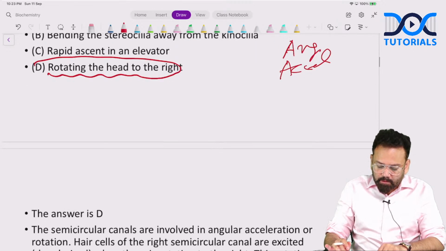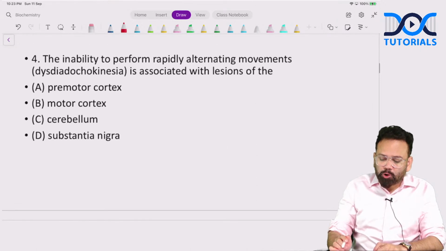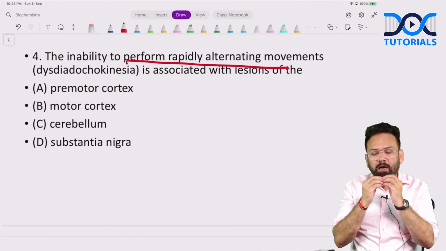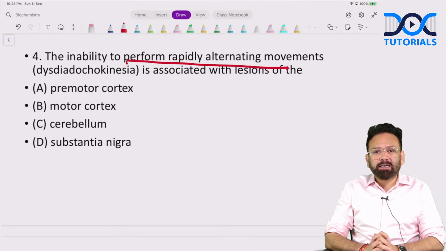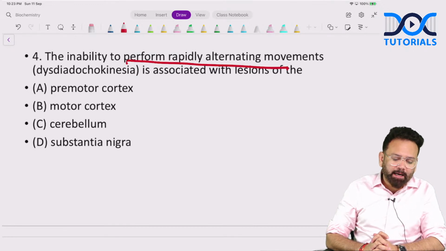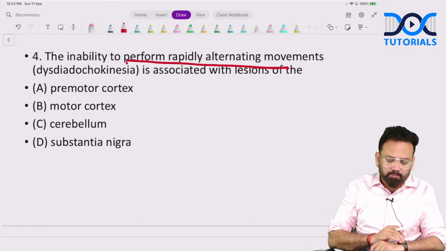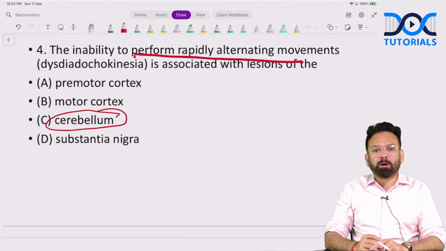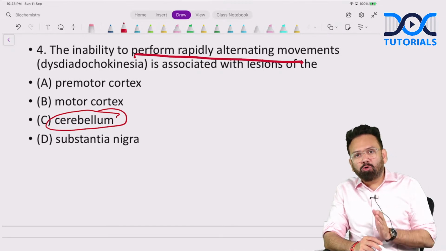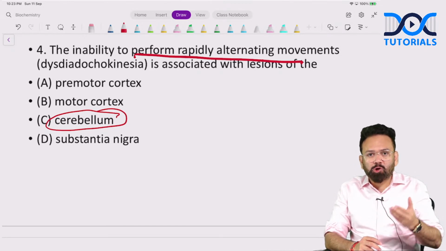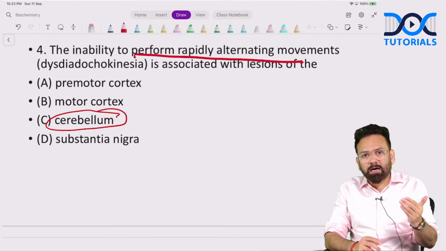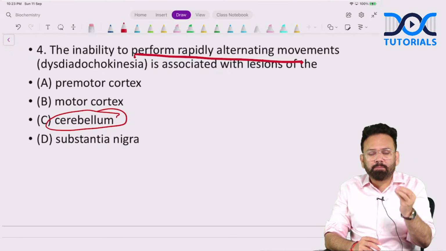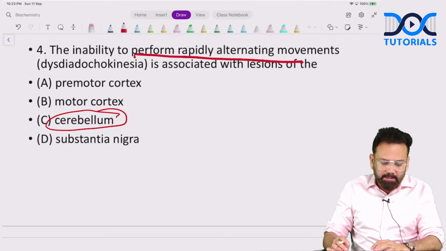Next question. Inability to perform rapid alternate movement is called diadochokinesia. If you cannot perform it, it is called dysdiadochokinesia or adiadochokinesia. And the answer is what? You know, cerebellum. Which part of the cerebellum? Neocerebellum, paleo or archi? Paleo. The function of the paleocerebellum is diadochokinesia and maintaining muscle tone. So if there is a lesion of the cerebellum, we cannot do alternate movement. Answer is C.